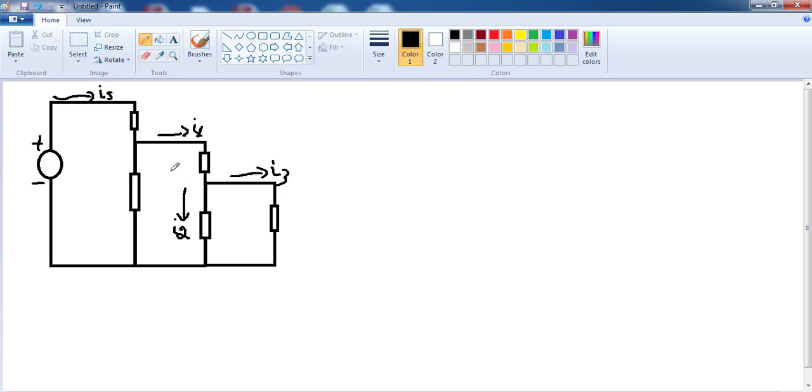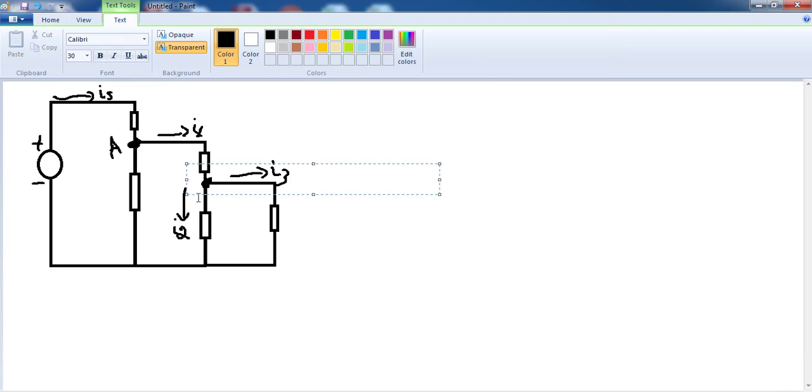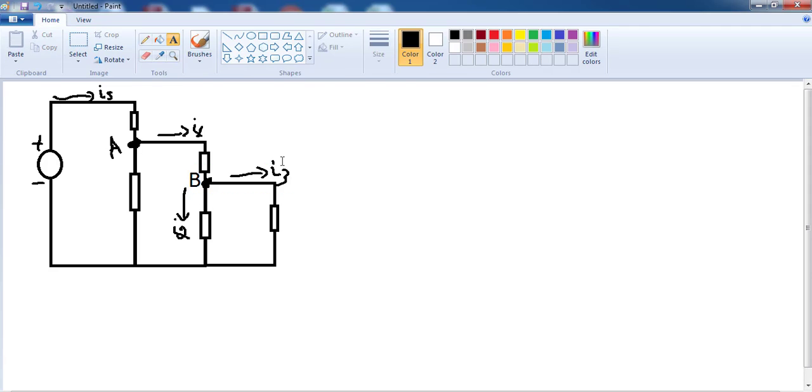So let's initialize. Where are the connection points? Here's one connection point, and here's another. We have two connection points. Let's give this one the name node A, and let's give this one node B, the name of the connection.